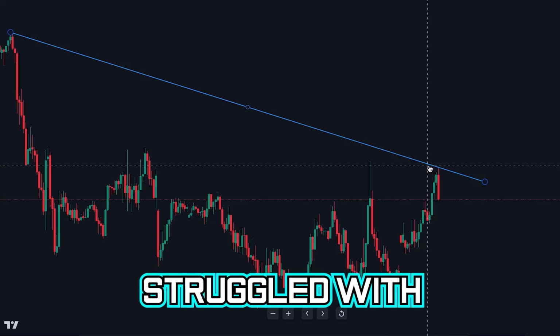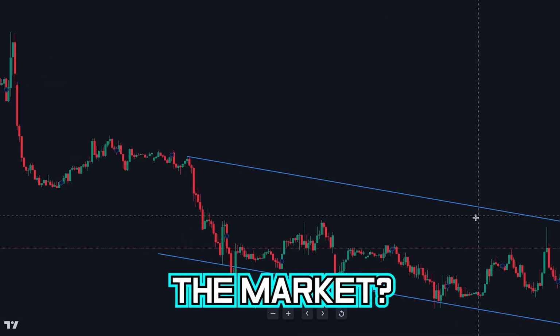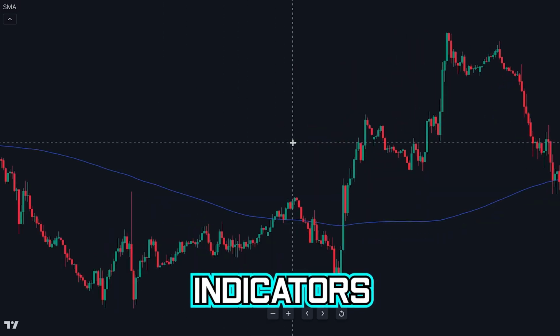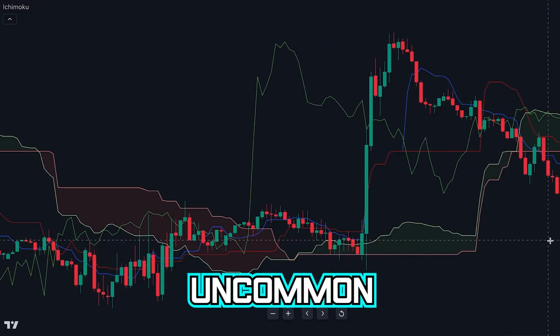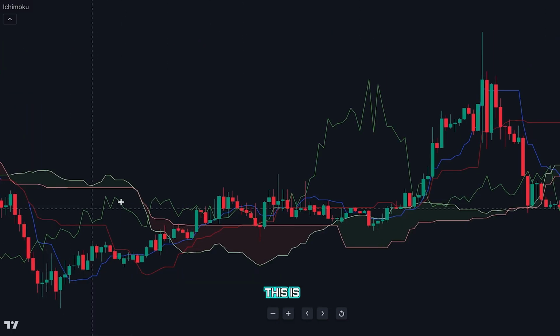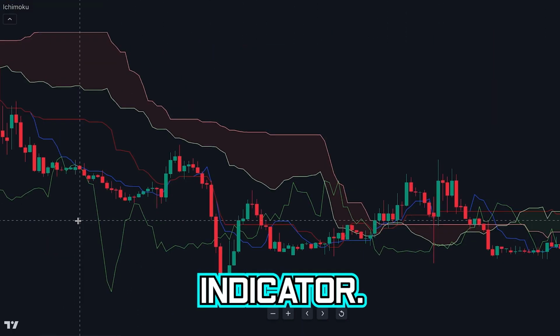Have you ever struggled with finding the exact trend of the market? Well, there are many indicators and methods used to determine trends such as a moving average, but one uncommon, yet surprisingly good way to determine this is with the Ichimoku indicator.